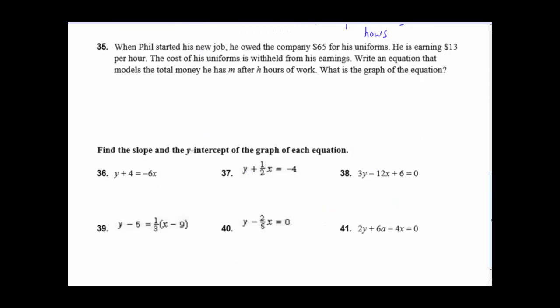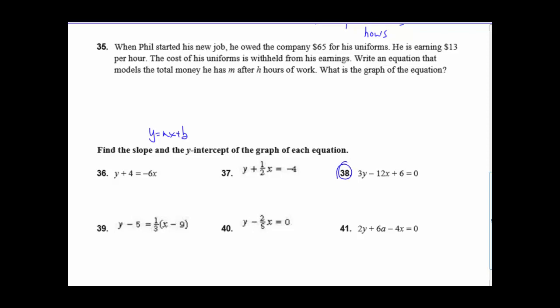And 36 through 41, we need to find the slope and the y-intercept of the graph of each equation. Okay. Notice, in order to find the slope and the y-intercept, they need to be in y equals mx plus b form. So if we're going to find the slope and the y-intercept, we need to put it in y equals mx plus b form.